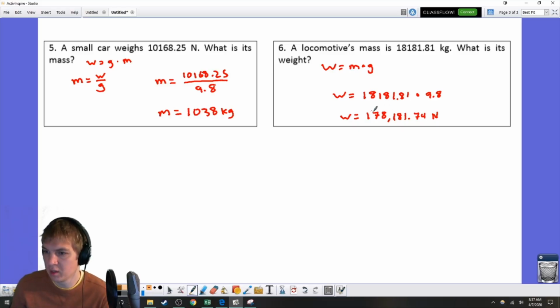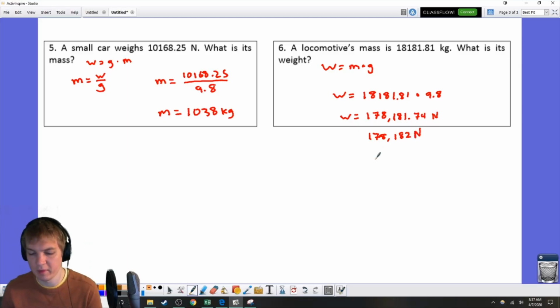I could have just rounded to 178,182 newtons. That answer would have been fine. All right, so that concludes the practice problems for Unit 9, Notes 4.